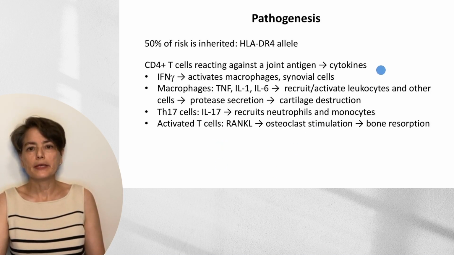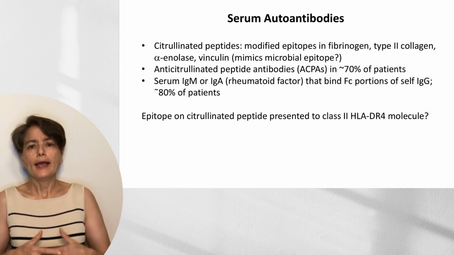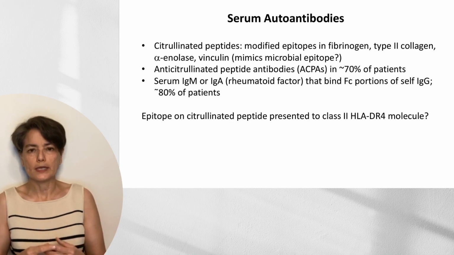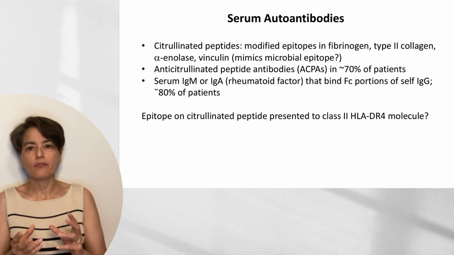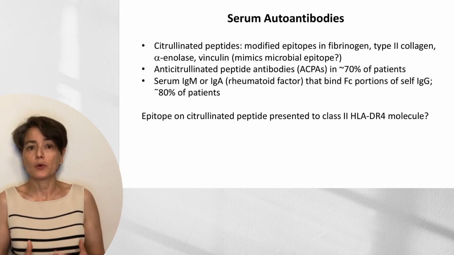So I talked a little bit here about these joint antigens. What are these joint antigens? So we know that we have serum autoantibodies that are associated with rheumatoid arthritis. And what we believe happens is that we have some sort of proteins in the joint that are modified by citrullination, which is a post-translational modification. And I'll show you what that looks like in a moment. When you get citrullination of these, it modifies these epitopes, creating a neoantigen, which can be recognized by these anti-citrullinated peptide antibodies, or ACPAs, which are seen in about 70% of patients with rheumatoid arthritis.